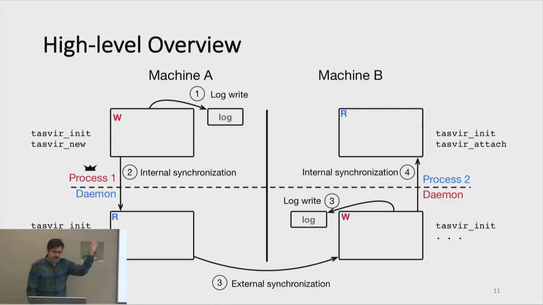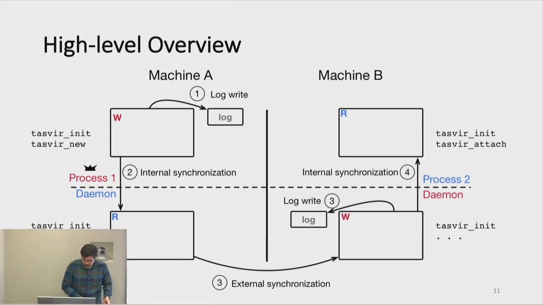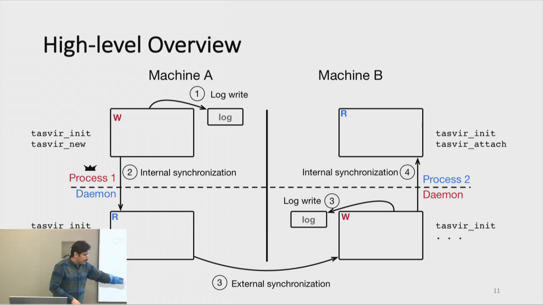But this is a work stealing mechanism. We can talk about it afterwards. There are lots of details here. So upon external synchronization, when the data is received on the remote machine, it acts as if it's the writer on the scratch area, will log the writes for the received packets, and a similar internal synchronization will make the data available on the remote machine.